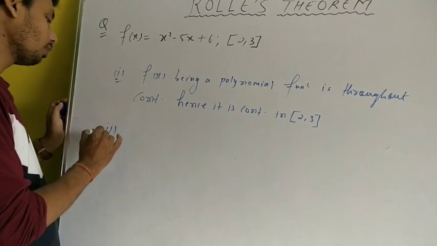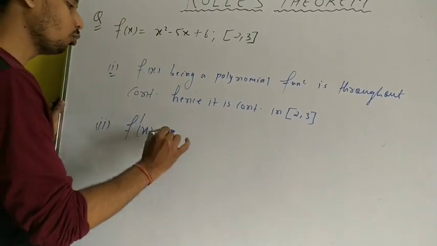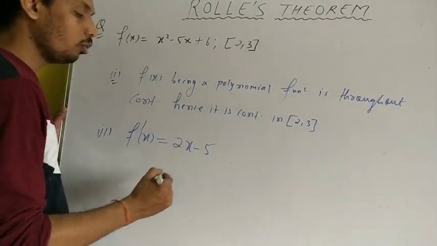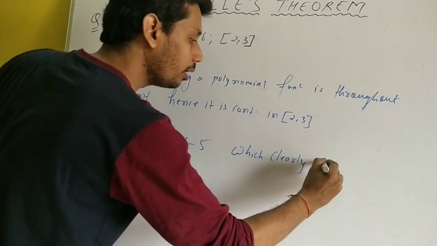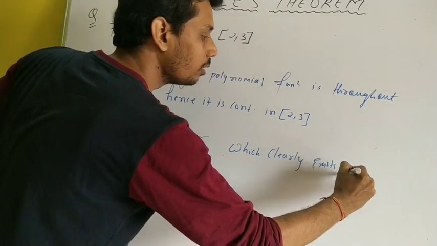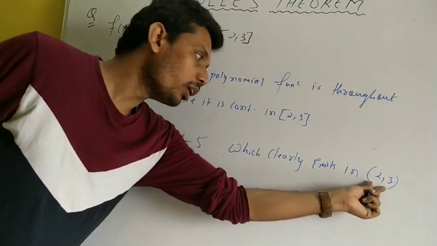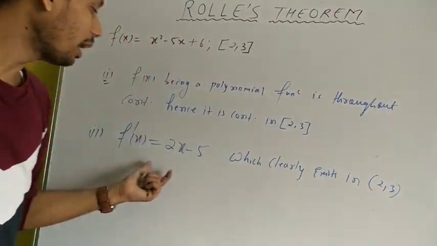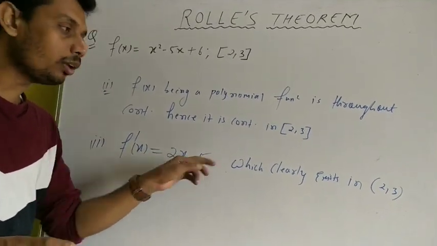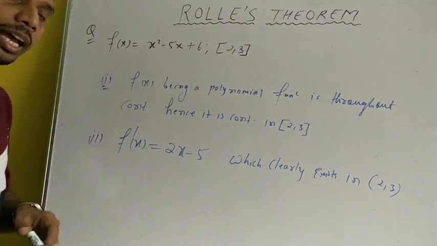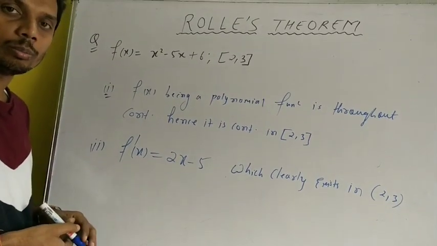Now second one, f dash x. Just differentiate this. f dash x is equal to 2x minus 5, which clearly exists in the open interval 2, 3. That is, if we take any point within this interval 2, 3, we will get a finite value of f dash x. As f dash x is finite in the open interval 2, 3, we can say that f dash x clearly exists in the open interval 2, 3.